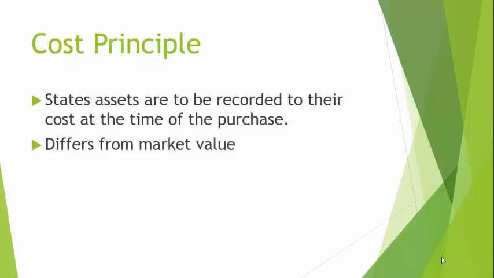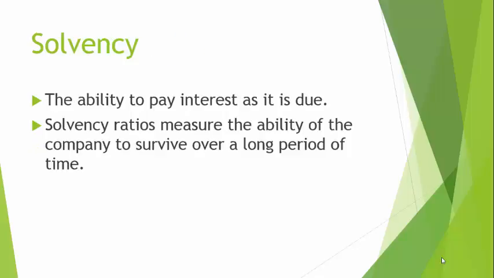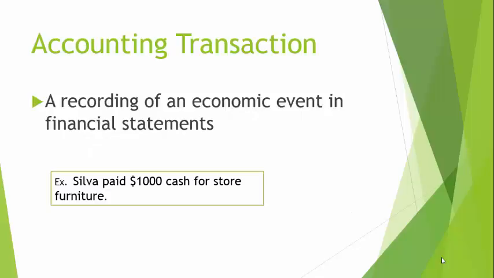The cost principle states that companies should record assets at their cost. According to this principle, market value should not be taken in consideration. Solvency is the ability of a company to pay interest as it comes due and to repay the balance of debt at its time of maturity.